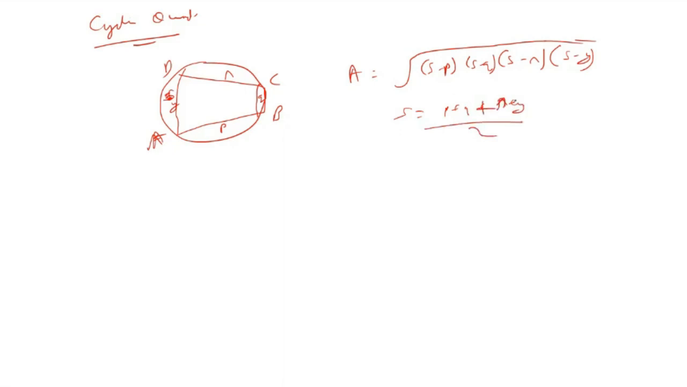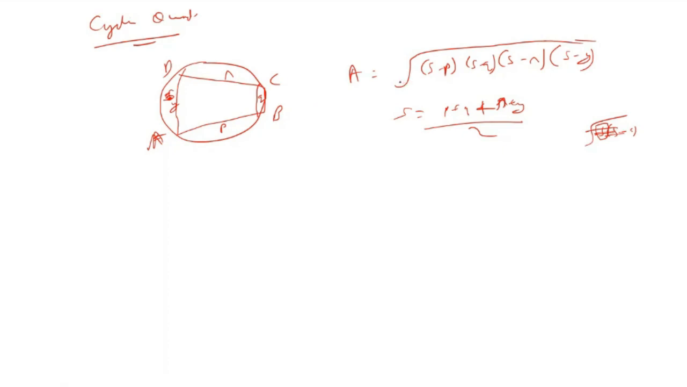So half of the sum of lengths, and the area is the square root of (s minus P)(s minus Q)(s minus R)(s minus Y). And a couple of things to know about this area. First of all, it is similar to Heron's, but the outside s is not there. In Heron's, we used to have root over s into (s minus a)(s minus b), and so on. So this s used to be there, which is not there in this formula. Okay, so this is the area of the cyclic quadrilateral.